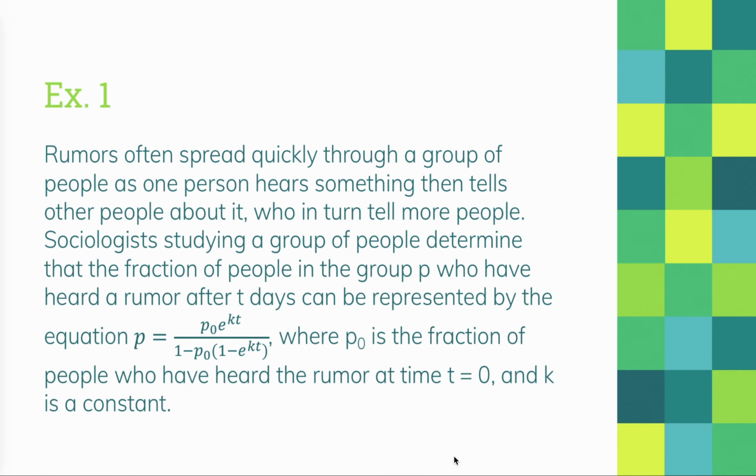Rumors often spread equally through a group of people as one person hears something and then tells other people about it, who in turn tell more people. Sociologists studying a group of people determine that the fraction of people in the group, P, who have heard a rumor after t days can be represented by the equation P equals P0 e to the kt over 1 minus P0 times 1 minus e to the kt, where P0 is the fraction of people who have heard the rumor at time t equals 0 and k is a constant.